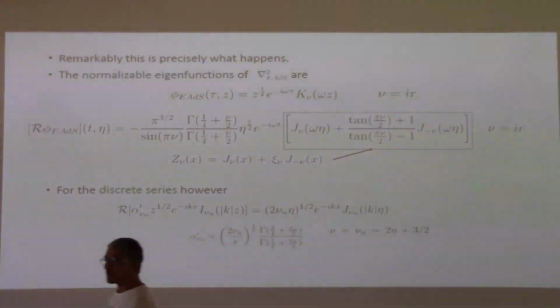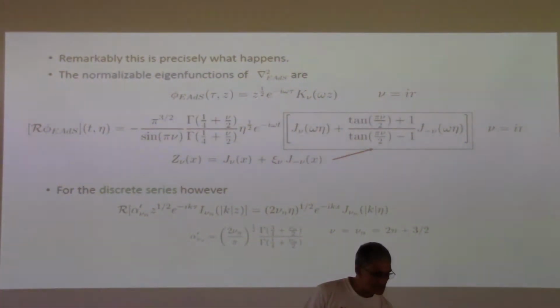This is precisely what happens, in fact, for the imaginary series. The normalizable eigenfunctions of this Euclidean AdS are given by these modified Bessel functions, and you just do that integral which defines the Radon transform. In fact, you precisely recover this particular combination of Bessel functions you have. The discrete series, however, works a little bit differently, and I've just written out what the formula for the discrete series is.